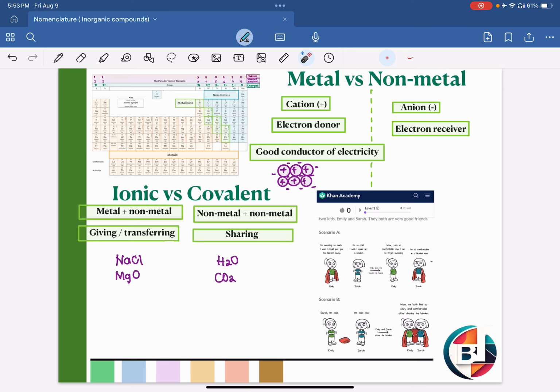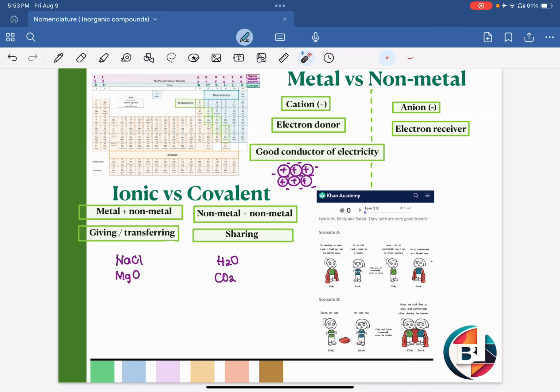Covalent, on the other hand, is a bond between nonmetals. Instead of transferring electrons, nonmetals share electrons with each other. This mutual sharing of electrons helps both atoms achieve a stable electron configuration.